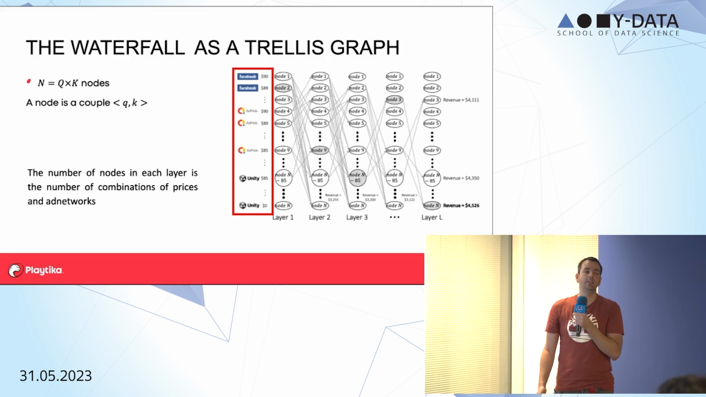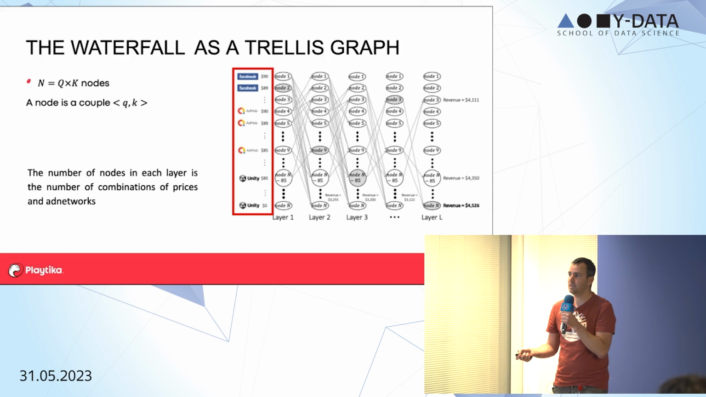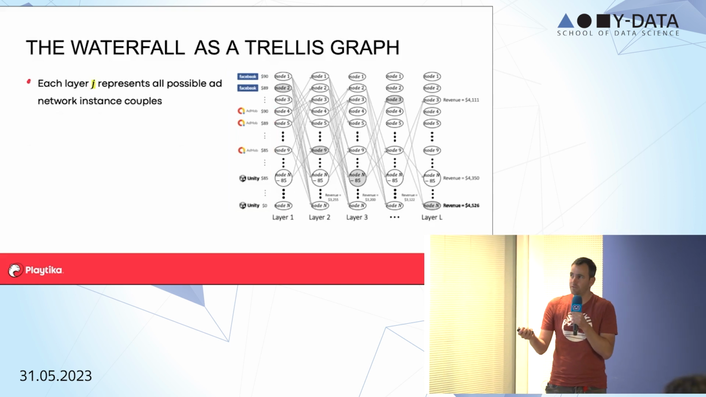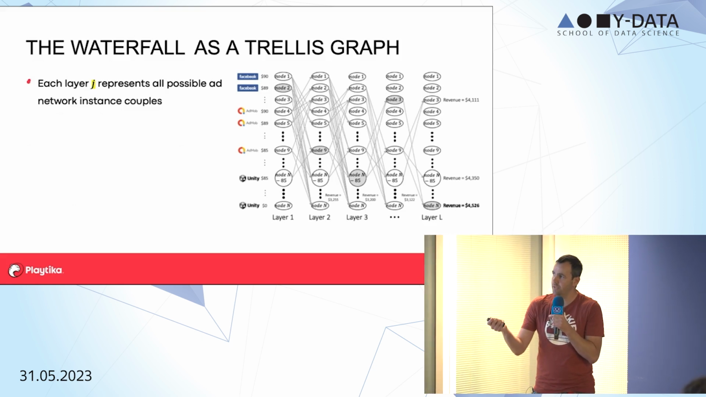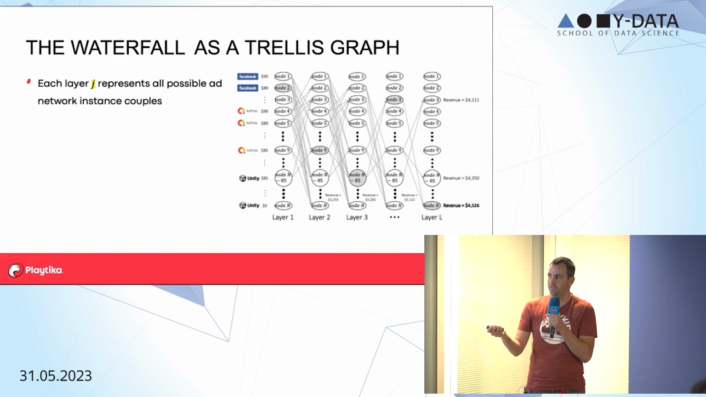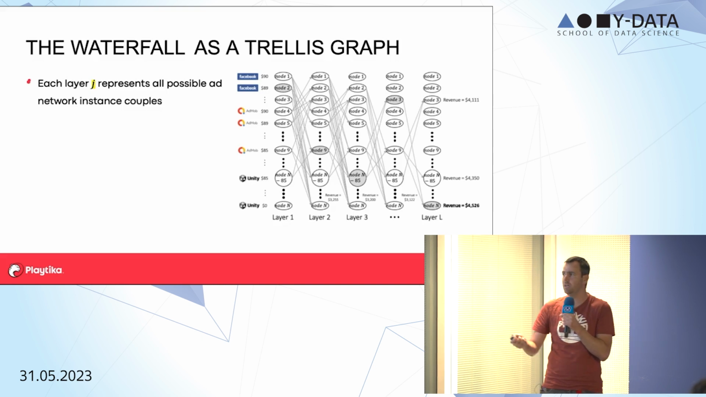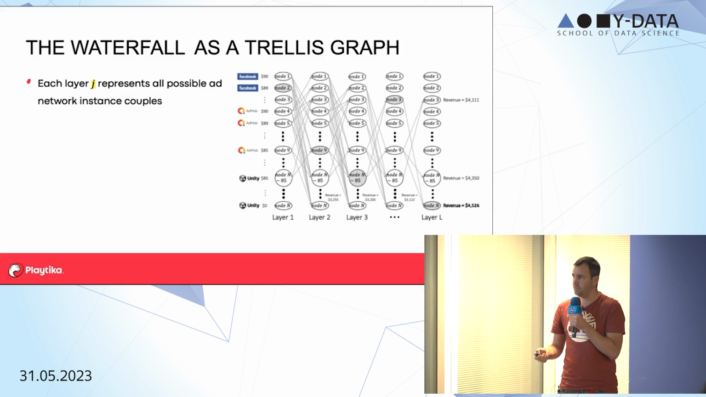So each layer in the trellis graph represents all possible ad network instances coupled. For example, if we have some path in this trellis graph, it will be a waterfall. The first instance can be like a Facebook 98, and then we can have another instance. The second instance will be Google for 85, and then we can have another instance of Facebook or Unity or whatever. So we need to actually find the optimal path, but this, as I said, compactly represents all possible waterfalls.